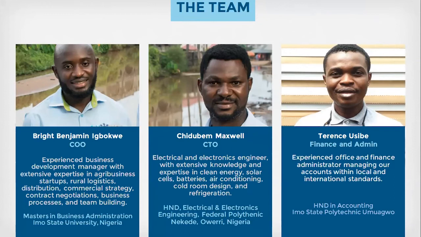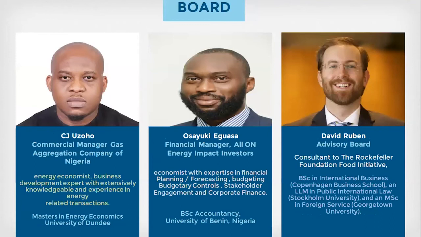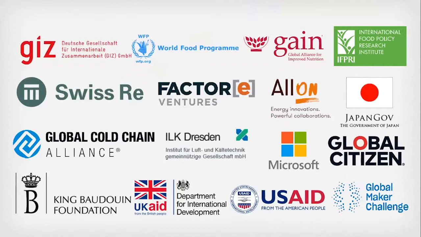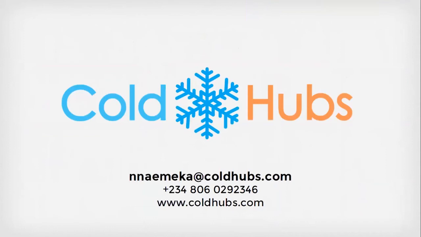This team is supported by a very highly experienced board, led by Chijioke Zoho, energy economist, assisted by Osai Kuegoasa, an economist, and also supported by David Rubin, a consultant to the Rockefeller Foundation Food Waste Initiative. Together, we have been supported by a wide range of partners, from philanthropy to impact investors, and we continue in that space. So in a nutshell, that is what we are doing at Cold Hubs, and I will be very happy to stop the presentation and hear your feedback.